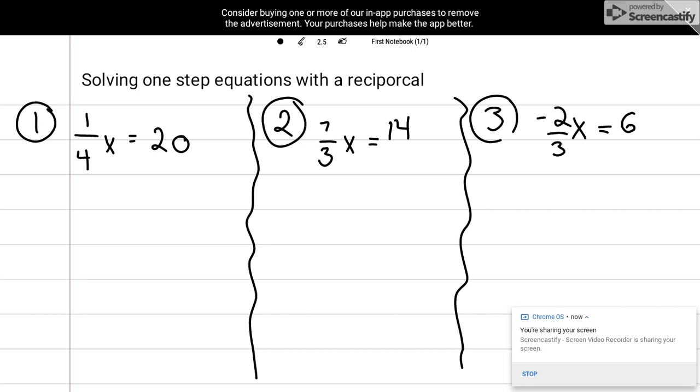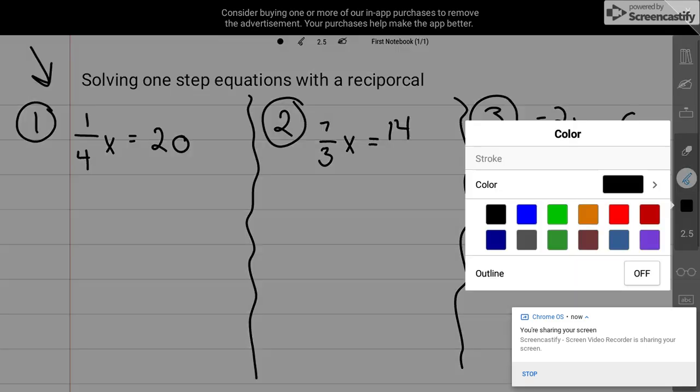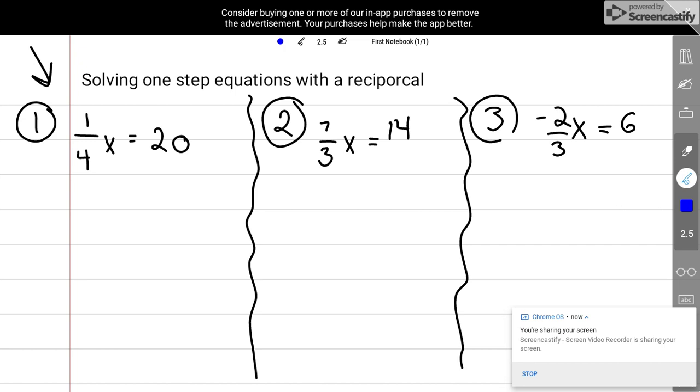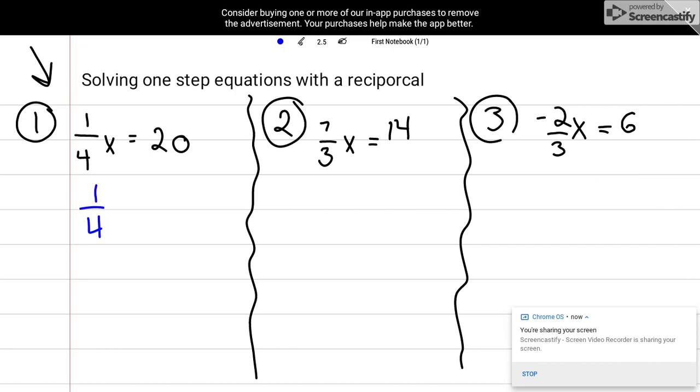So if I look at number one right over here, I have 1/4 x equals 20. So some number times 1/4 is going to give me 20. So I can use reciprocals to get that variable alone. So I'm going to switch colors here. I'm going to use blue. So I'm going to rewrite the problem 1/4 x equals 20. And the reciprocal I'm going to do is 1/4.